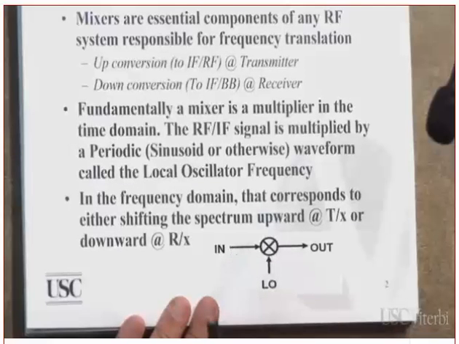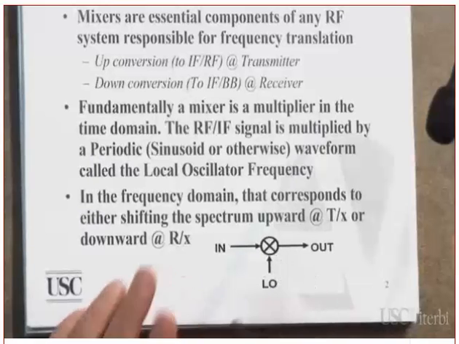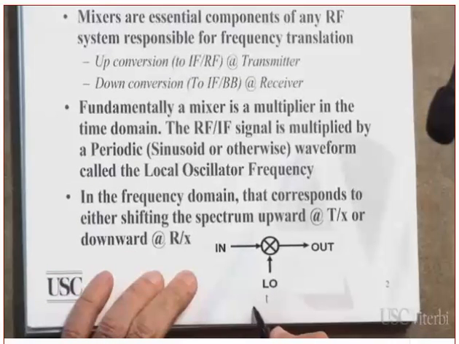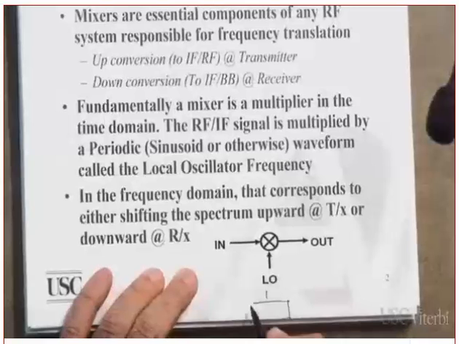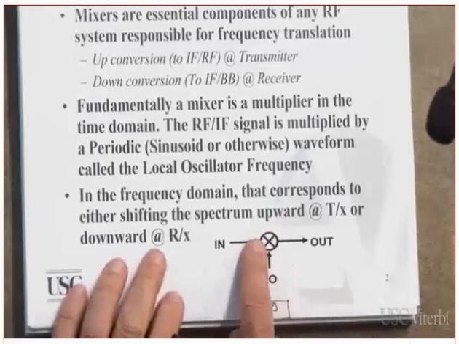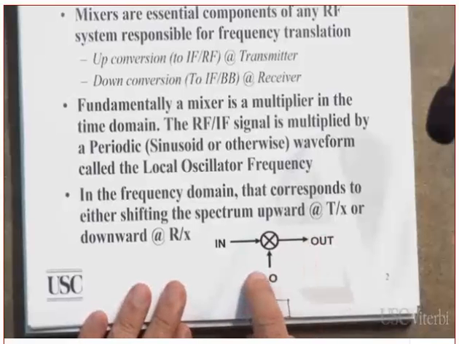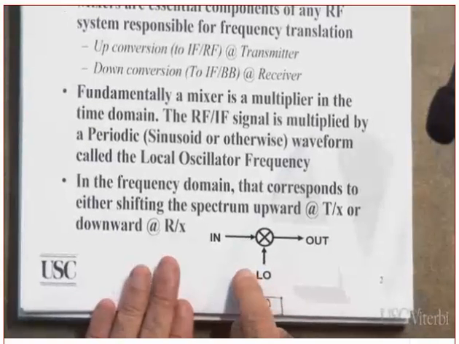The mixer, by the way, is a 3-port device. For example, at the receiving end, this port is the RF port. This one is the local oscillator port. And this one is the output port. By the way, where is this one coming from? As we will study beginning next week, this is what is referred to as a VCO. VCO stands for what? A voltage controlled oscillator, generating the local oscillator.